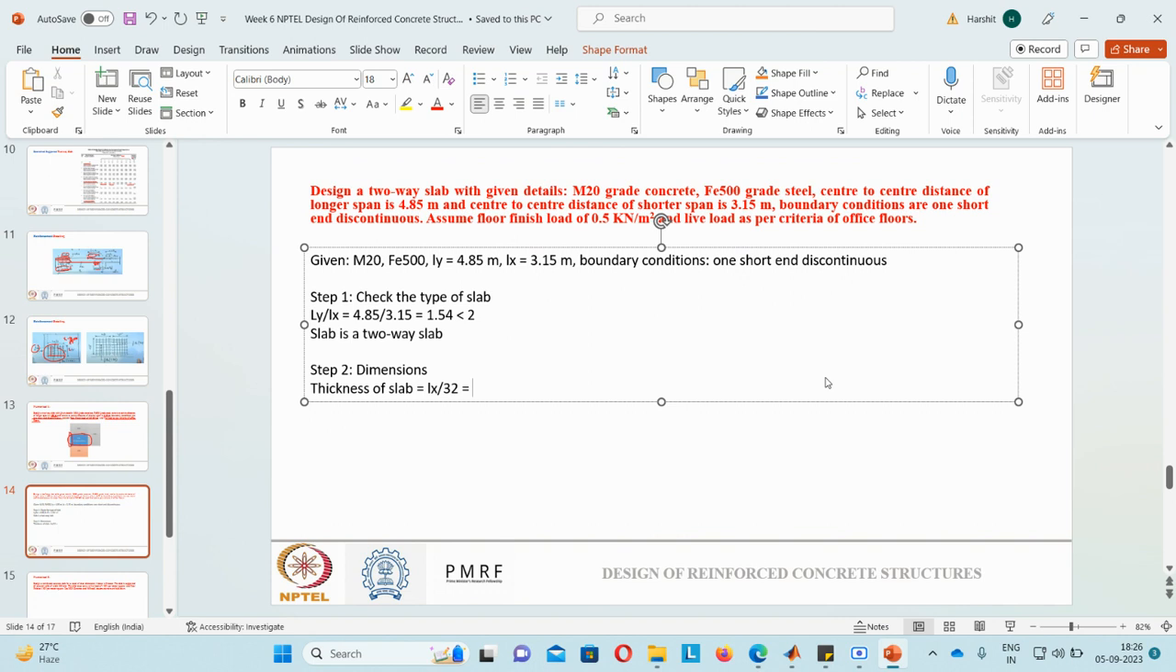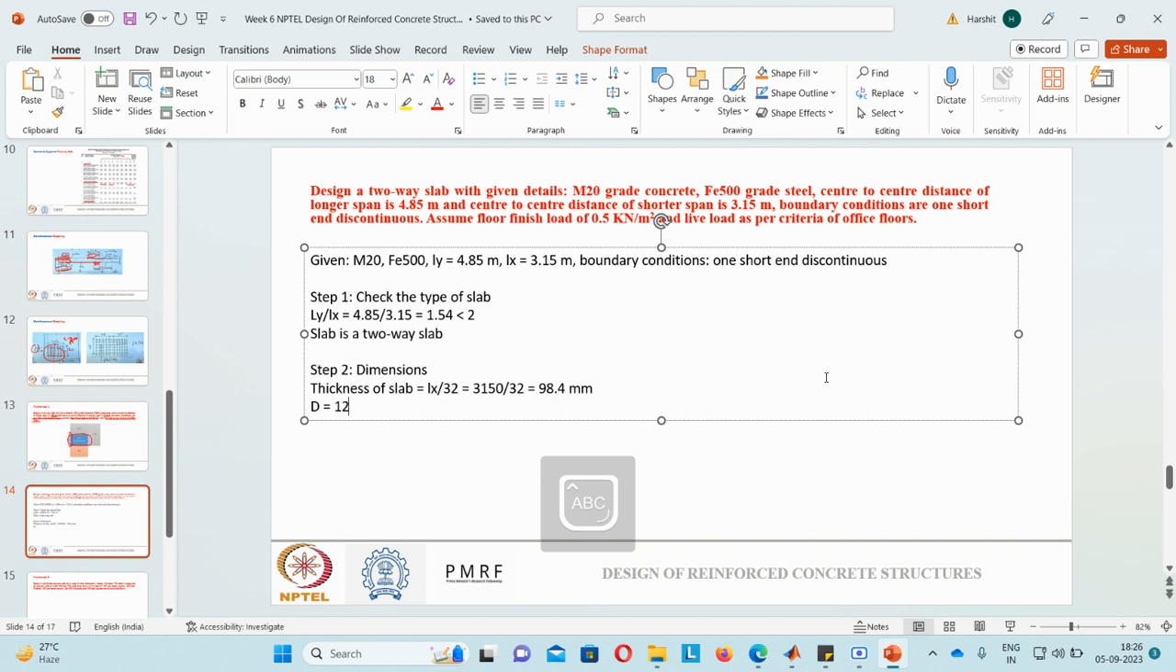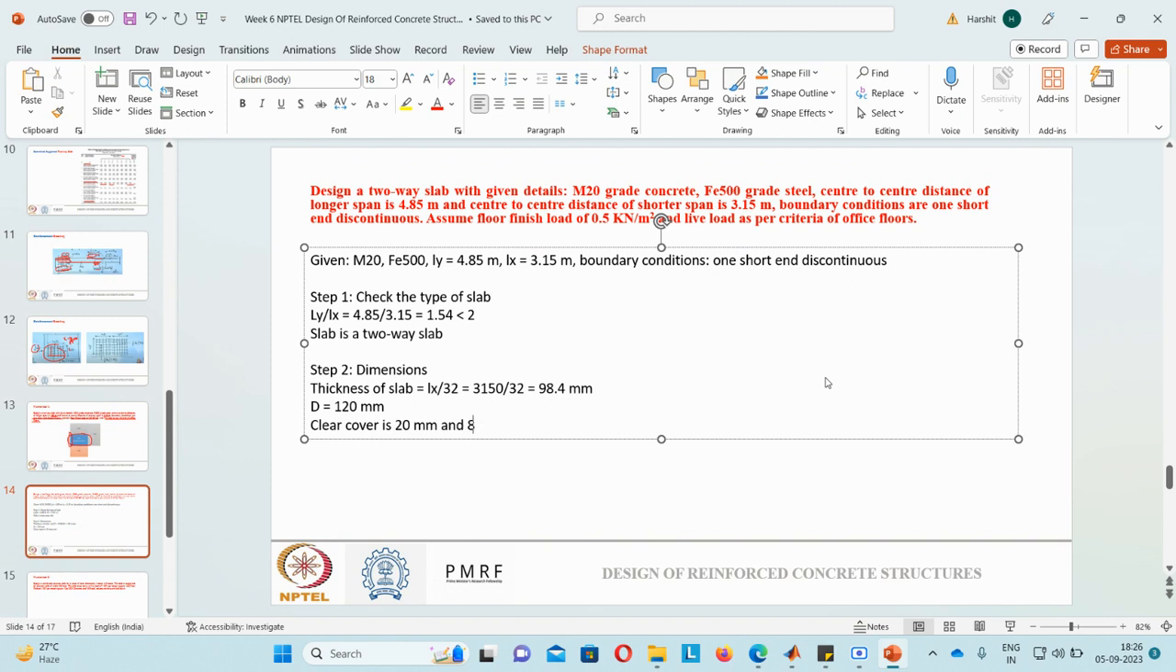So this will be 3150 divided by 32. It will come out to be 98.4 mm. Okay, now practically it is not significant to provide this. So I will take total thickness D as 120 mm, and suppose clear cover is 20 mm, and I am using 8 mm diameter rebar.